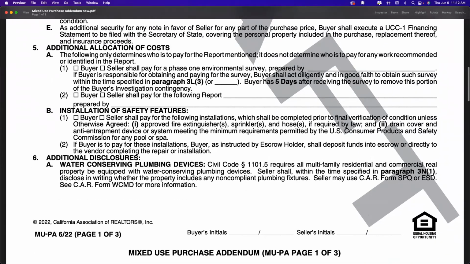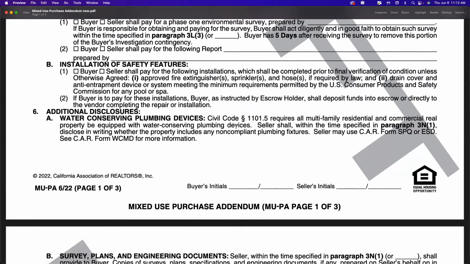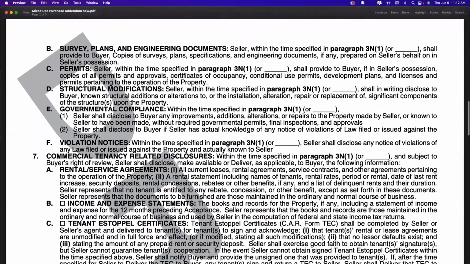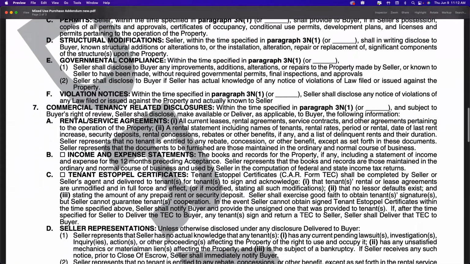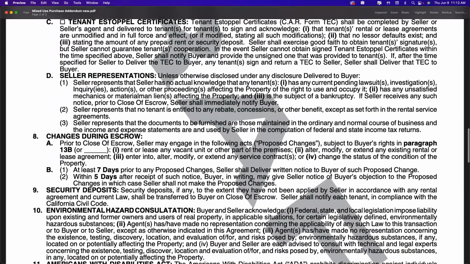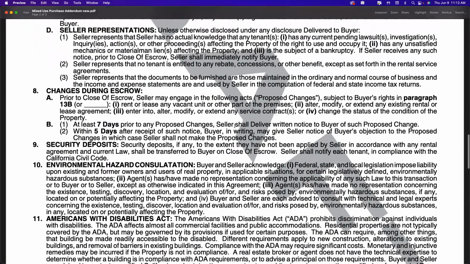Any installation of some safety features, right? So sprinklers, fire extinguishers, hoses, things like that. Water conserving plumbing devices. It addresses all the surveys, the plans, the permits, any modifications that are going to be done, what income expenses or tenant estoppel statements are going to come, any changes during the escrow.